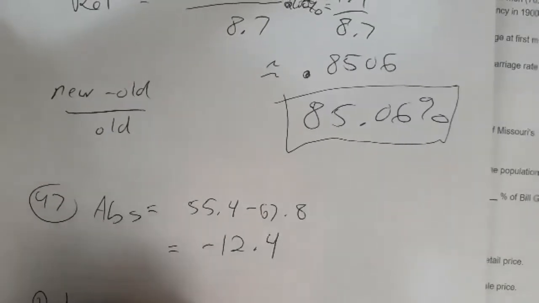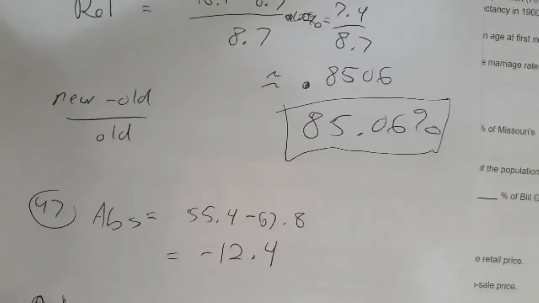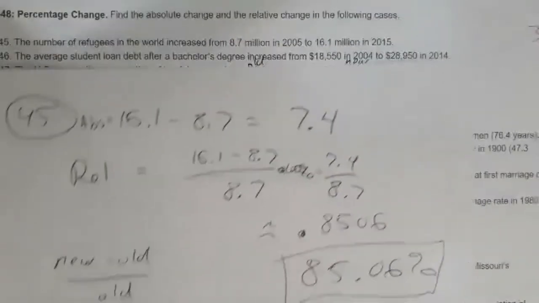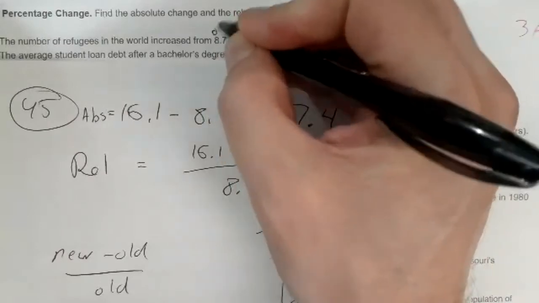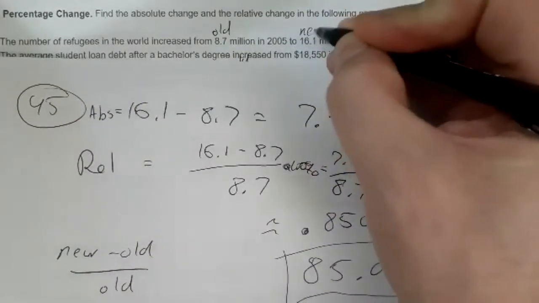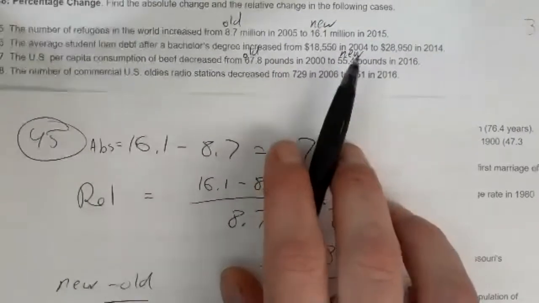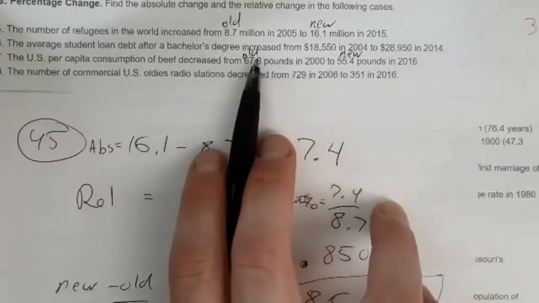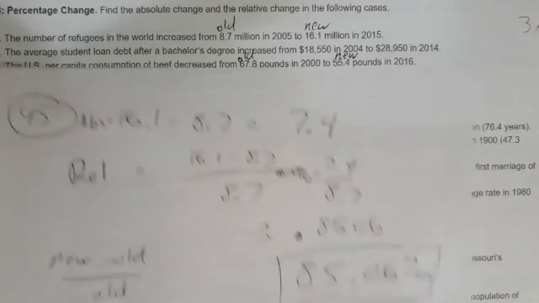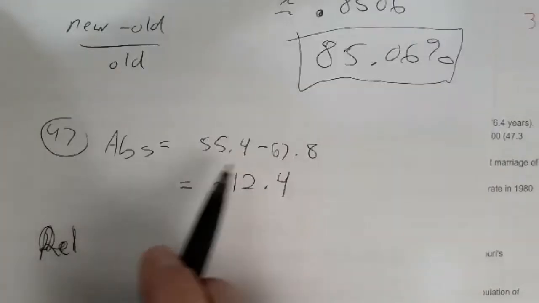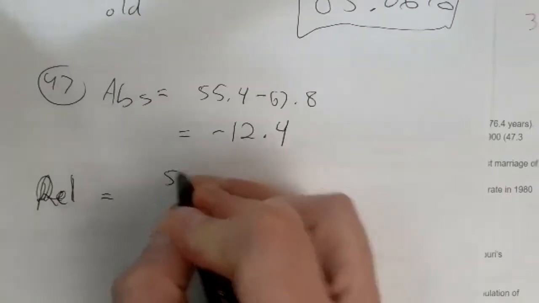Was I supposed to know that there was a negative? I thought I was subtracting the 55 from 67. In this one, you should sort of know: these problems have an old value and a new value. So it should always be new minus old over the thing that you started with. So this one, we're going to go 55.4 minus 67.8. It's going to give us a negative 12.4 on top.